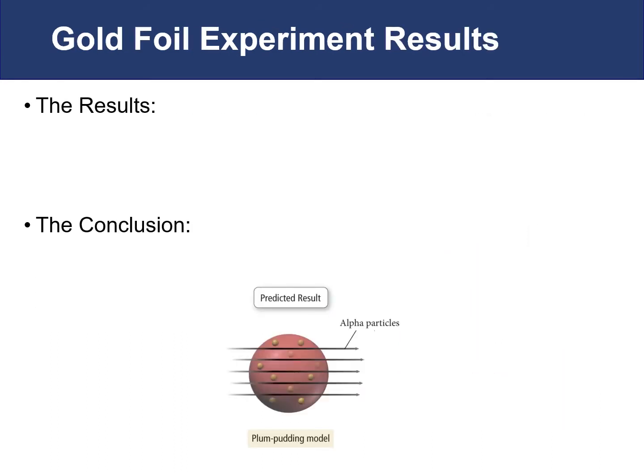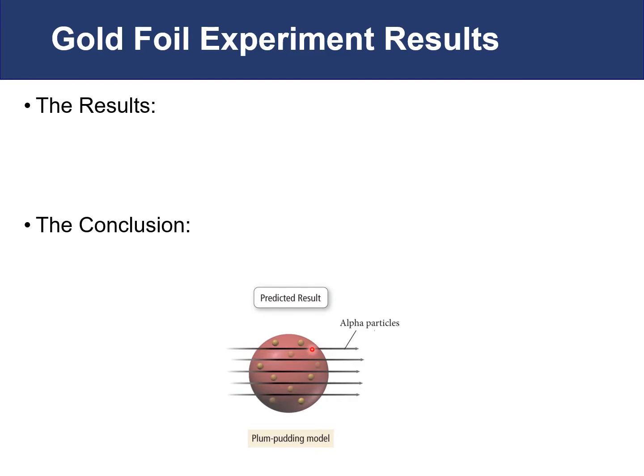Now, the prediction that Rutherford made based on the plum pudding model is that the alpha particles should fly through the plum pudding, the atoms, and not get deflected, right? The electrons were determined to have a very, very low mass compared to an alpha particle, so they shouldn't be able to deflect the alpha particles.